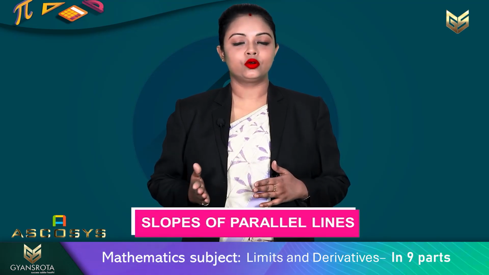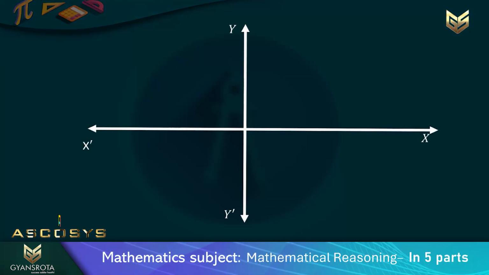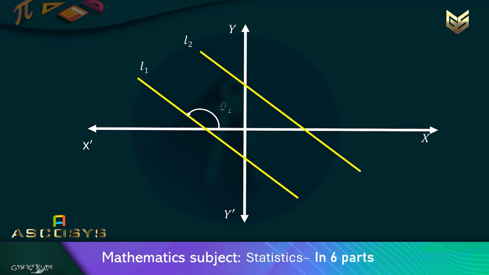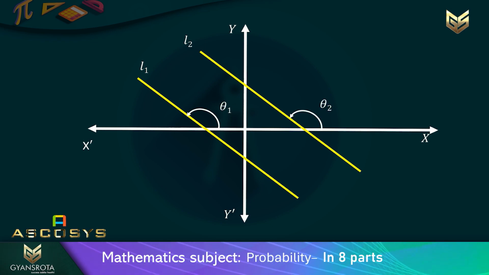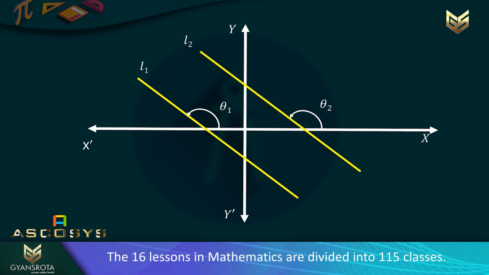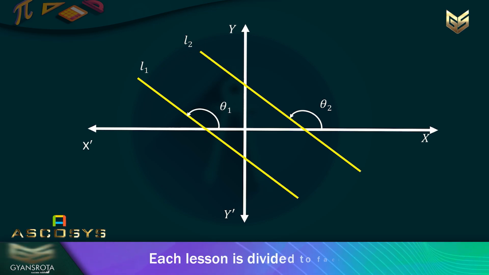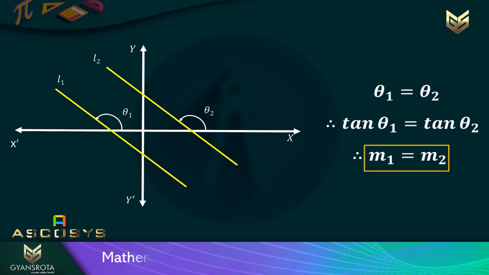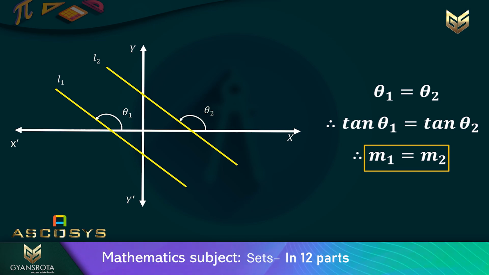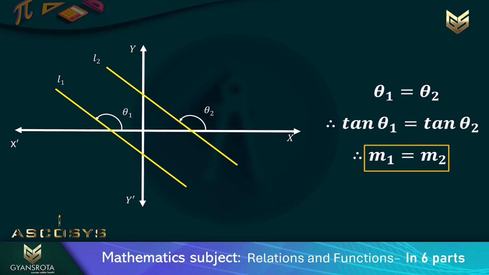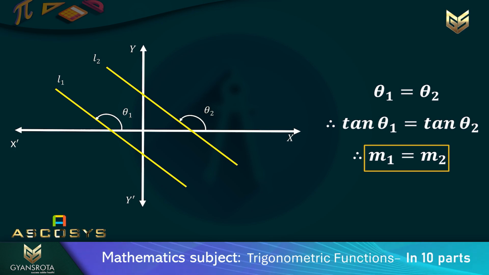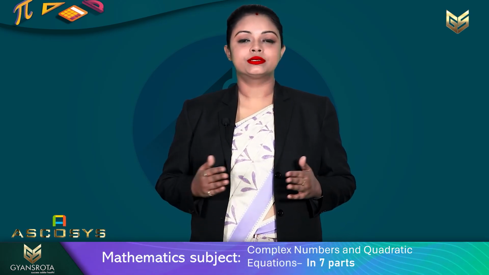Now we are going to study slopes of parallel lines. Suppose you have your x-axis, the y-axis, and you have two lines L1 and L2 which are making angles theta 1 and theta 2 with the positive direction of the x-axis. So, if you see your diagram, then theta 1 and theta 2 will be equal because L1 and L2 are parallel lines. So, if theta 1 equals theta 2, that means tan theta 1 will also be equal to tan theta 2. And tan theta 1 is nothing but the slope of the first line, which is m1, and tan theta 2 is nothing but the slope of the second line, which is m2. Therefore, m1 equals m2. So, whenever two straight lines are parallel, then their slopes are equal.